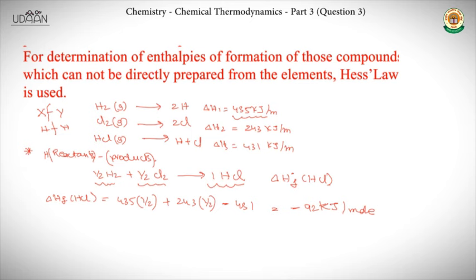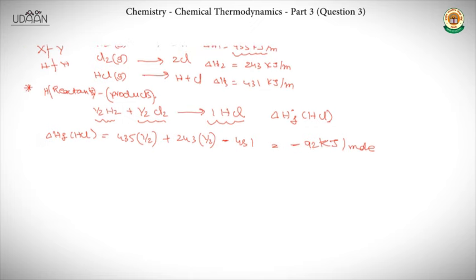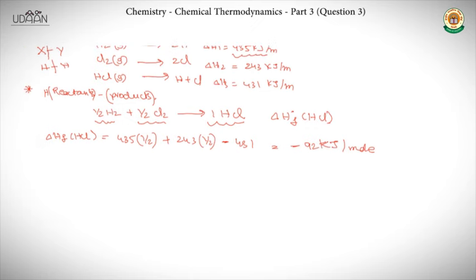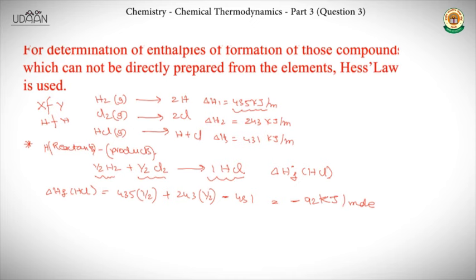So this much amount of heat would be released when exactly 1 mole of HCl is formed. Without knowing Hess law also we can do this problem directly. Let us see that. They gave us bond dissociation enthalpies of hydrogen, chlorine and HCl, right? H2, Cl2 and HCl.